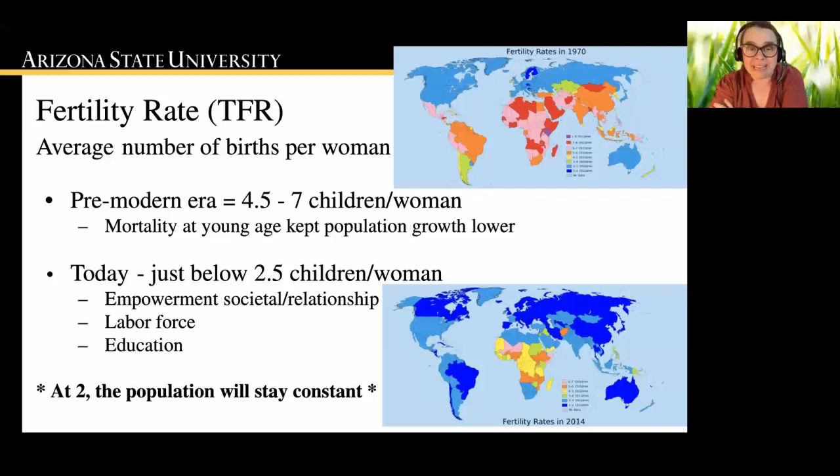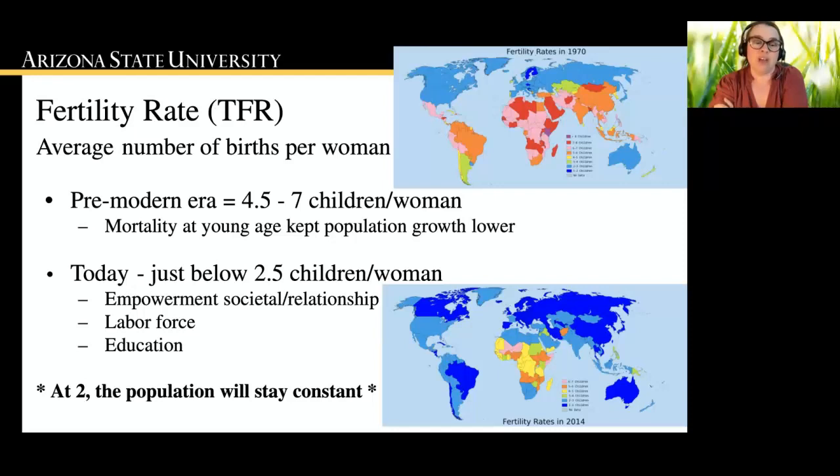The mortality of children 5 and under was so large that people were having massive numbers of children because so many were dying before they were 5. And this young age mortality kept the population growth in check. Today, we are at just under 2.5 children per woman throughout the world.